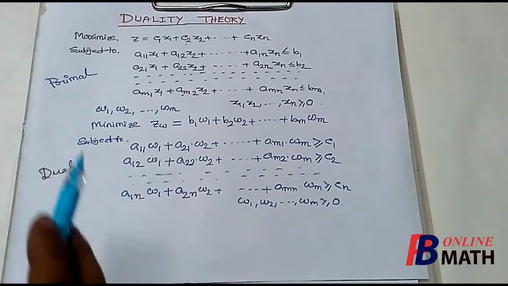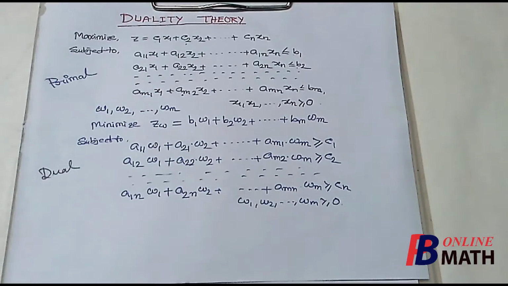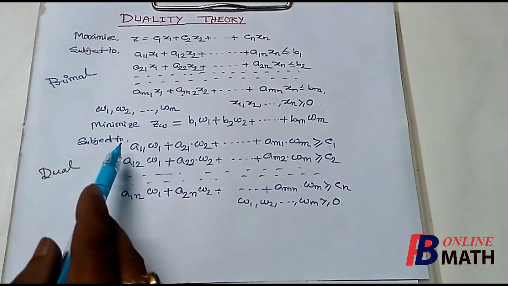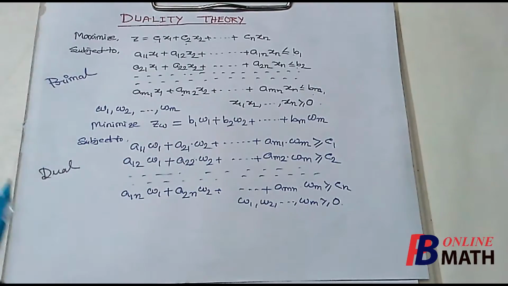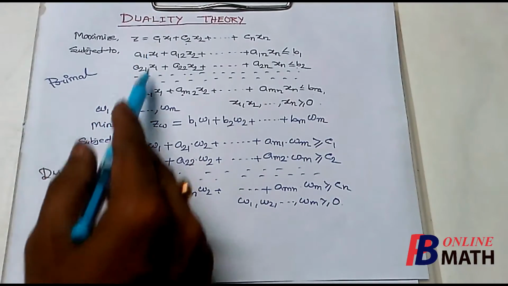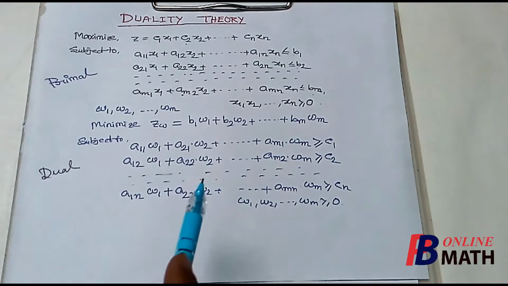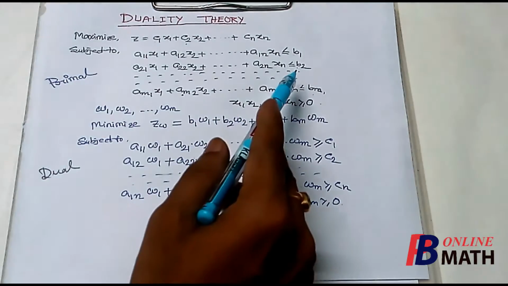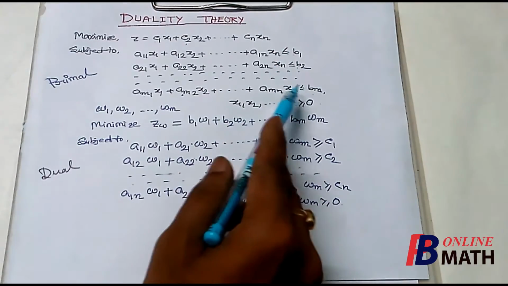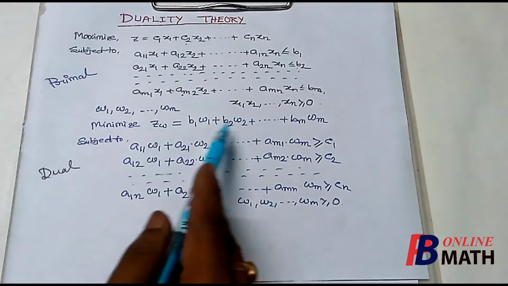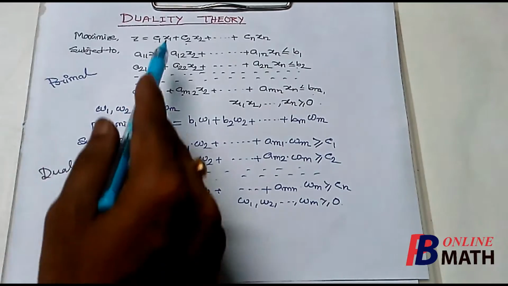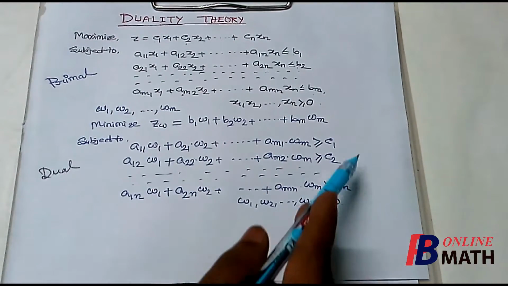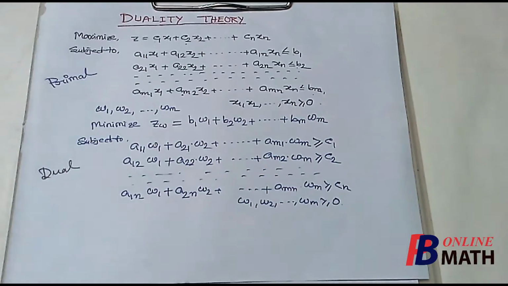So this is the dual and this is the primal problem. Now here we find that the number of variables in the primal problem will be equal to the number of constraints in the dual problem, and the number of constraints in the primal problem will be equal to the number of variables in the dual problem. And the b vector of the primal problem is converted to the cost vector of the dual problem, and the cost vector of the primal problem is converted to the b vector of the dual problem.